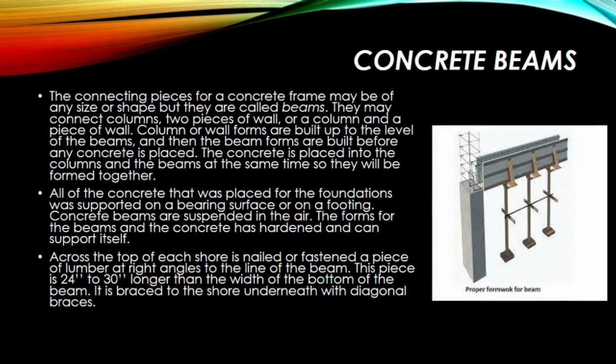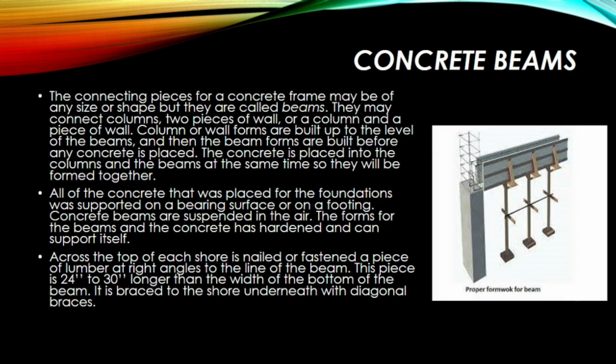Concrete beams. The connecting pieces for a concrete frame may be of any size or shape, but they are called beams. They may connect columns, two pieces of wall, or a column and a piece of wall. The column or wall forms are built up to the level of the beams, and then the beam forms are built before any concrete is placed. The concrete is placed into the columns and the beams at the same time, so they will be formed together.